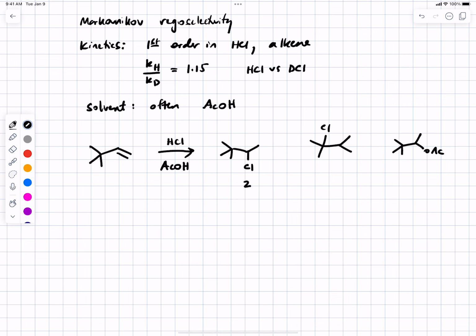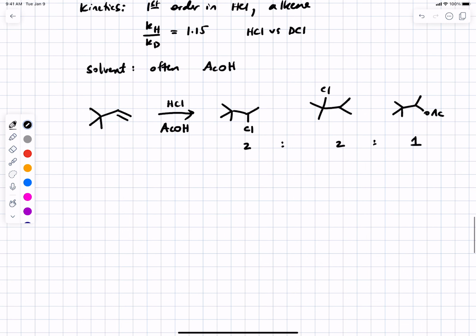In a 2:2:1 ratio. Okay, so let's talk where each one comes from. How about this one? Where does that one come from, the first product? Just straight up Markovnikov: protonate the pi bond, get the more substituted carbocation, and then chloro attacks.